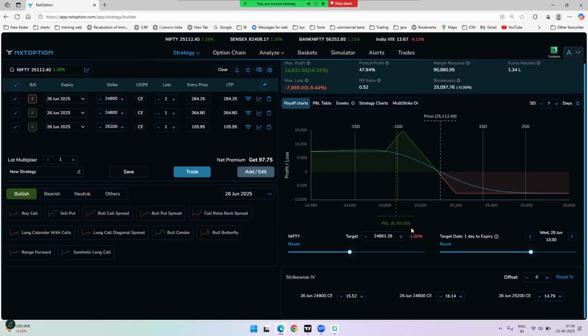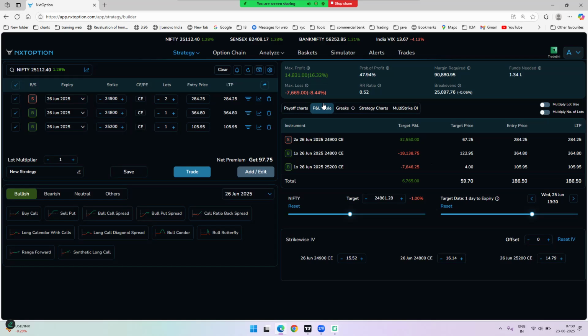You will be making a profit of 6,765. Okay, so you can click on the easy option and select it. If you like the risk reward ratio there, you can deploy it. Otherwise, you can come here and analyze it.